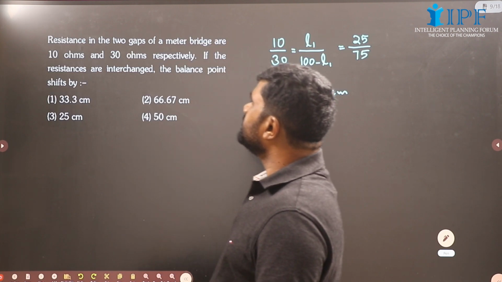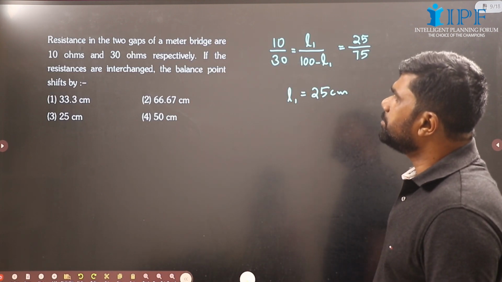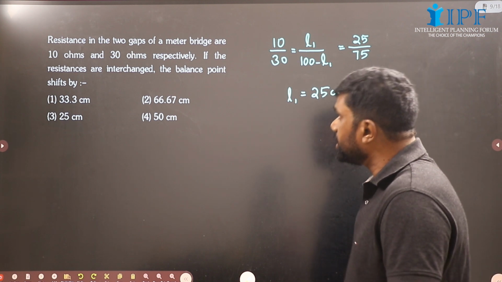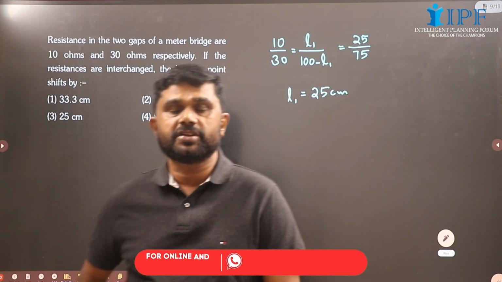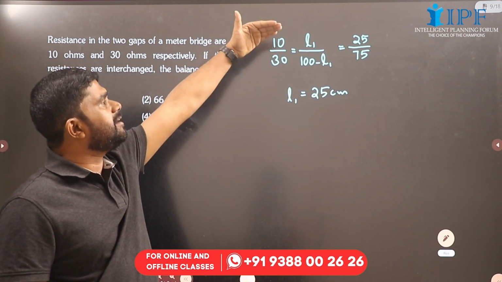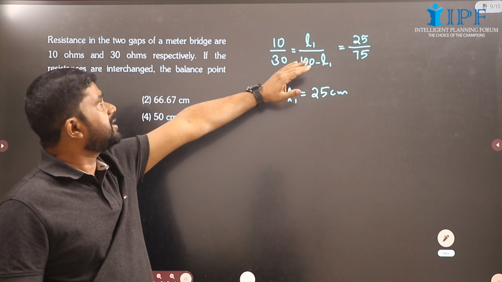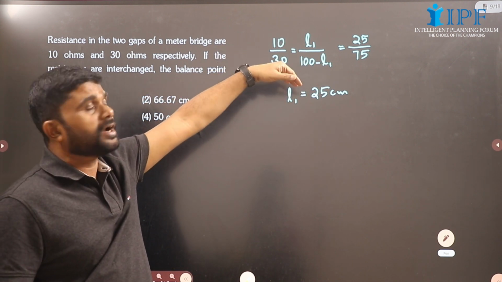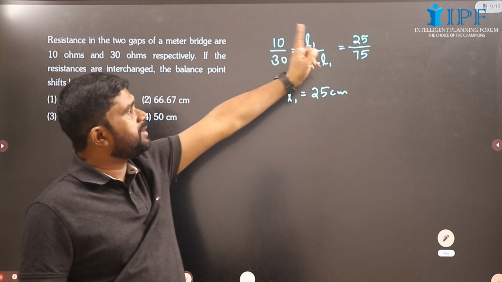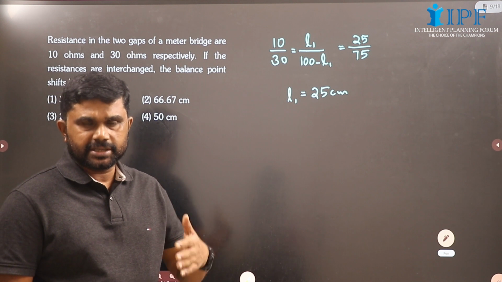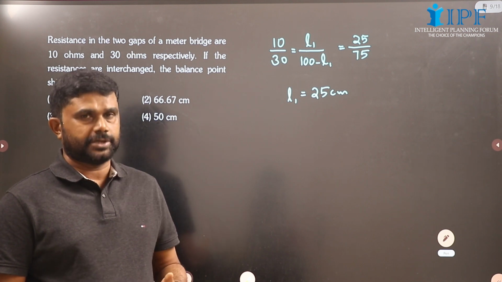Now, resistances in the two gaps of a meter bridge are 10 and 30 ohms respectively. If the resistances are interchanged, the balance point will shift by how much? Now see, 10 by 30 equals L1 by 100 minus L1, so this should be in the ratio 1:3. So it must be 25 and 75. The total length is 100 centimeter, which is to be divided in the ratio 1:3.